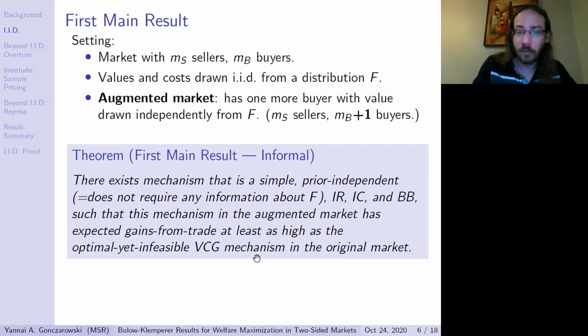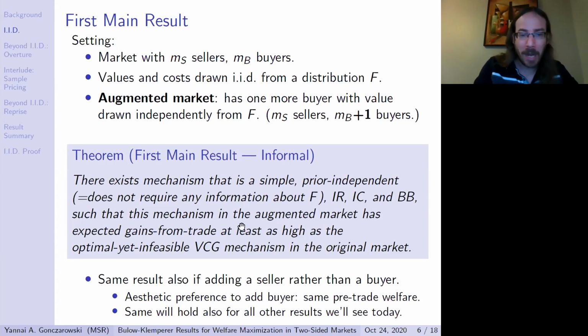And the theorem, this is informal, we'll say it formally in a few slides. There exists a mechanism, we'll talk about it soon, that is simple, prior independent, meaning that it doesn't need to know what F is. Individually rational, incentive compatible, budget balanced, so other feasibility constraints, so that this mechanism in the augmented market has expected gains from trade at least as high as the optimal yet infeasible VCG in the original market. I remind you that VCG is the first best. Having gains from trade at least as high as VCG is exactly the same as having expected welfare, having efficiency at least as high as VCG in the original market. So you add one more and you beat the trade-off.